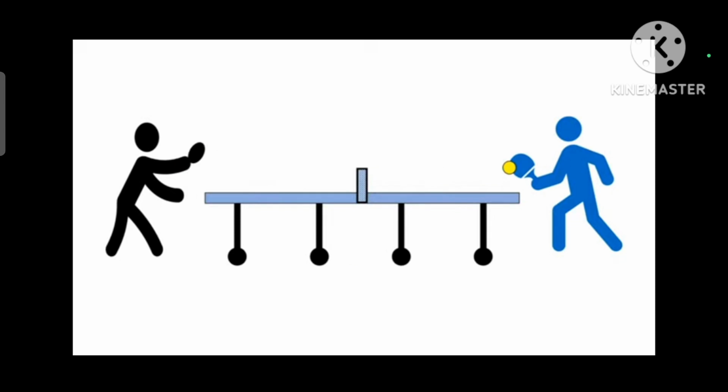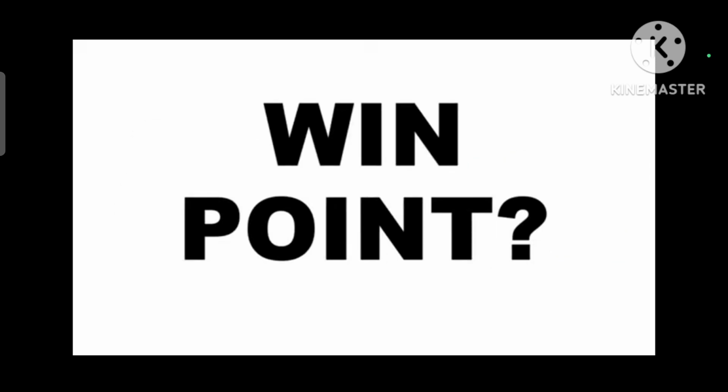serve. After you have served, if your opponent is trying to hit the ball, he needs to hit the ball onto your side. If the opponent hits the ball onto his own side, then that is wrong. So the opponent needs to hit the ball on your side, and then you need to hit the ball on your opponent's side, and the game goes on like that. So you're wondering, how do you win points? Let's talk about that.